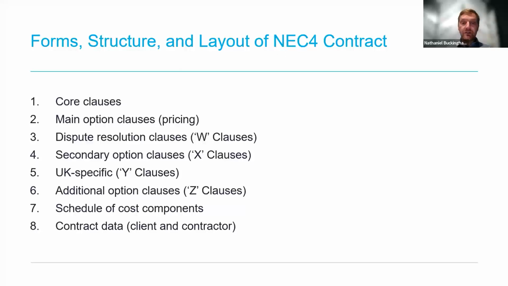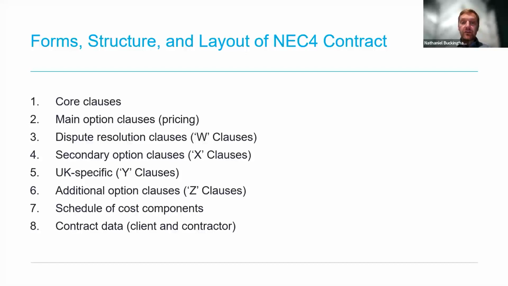Next, the W option clauses are selected, and these relate to dispute resolution. And there are different W option clauses depending on whether or not the project falls under the Construction Act 1996 in the UK in terms of the statutory adjudication provisions. NEC4 has also introduced a third dispute resolution option, for projects not covered by the 1996 Act, where the dispute can be referred to a dispute avoidance board. And in all cases, the disputes can be referred onwards to a tribunal, being either arbitration or court.